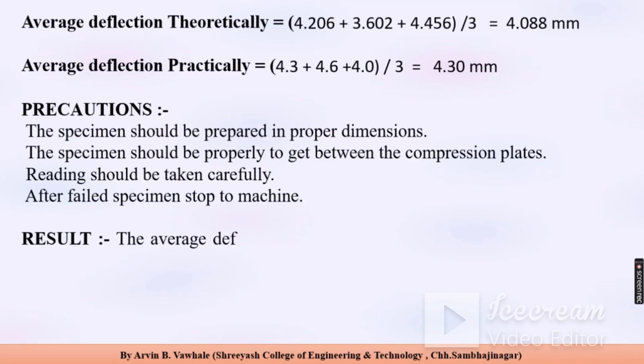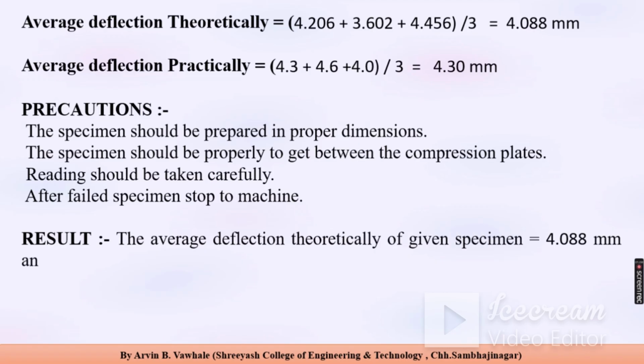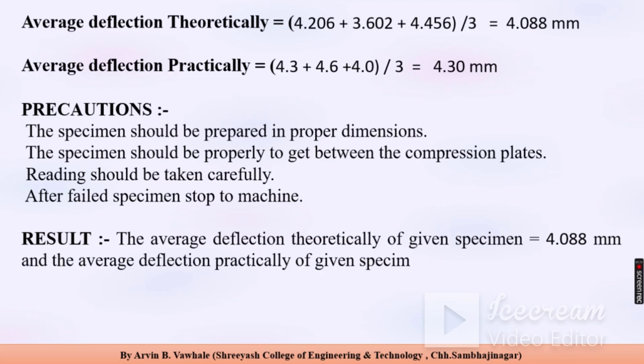And finally, we got the result from the experiment: the average deflection theoretically of the given specimen is equal to 4.088 millimeters, and the average deflection practically of the given specimen is equal to 4.3 millimeters.